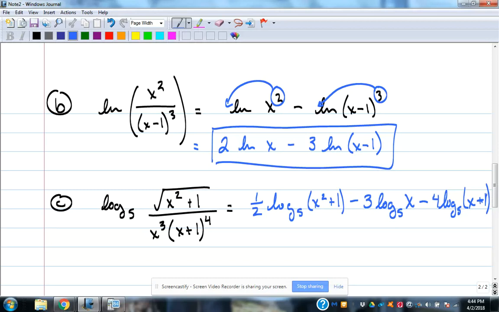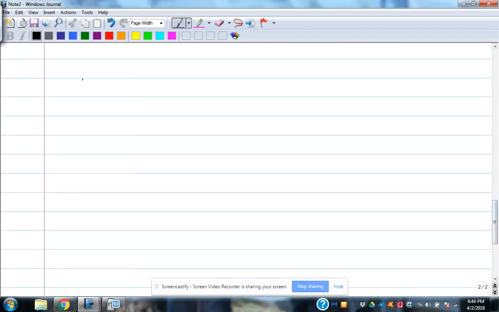Okay. All right. Let's take this same idea and go the other direction. The opposite of expanding is condensing or shrinking into one logarithm or rewriting as one log. So let's condense into a single logarithm.